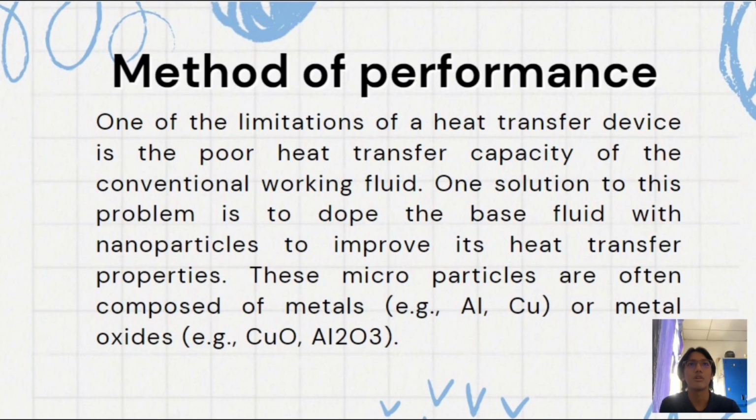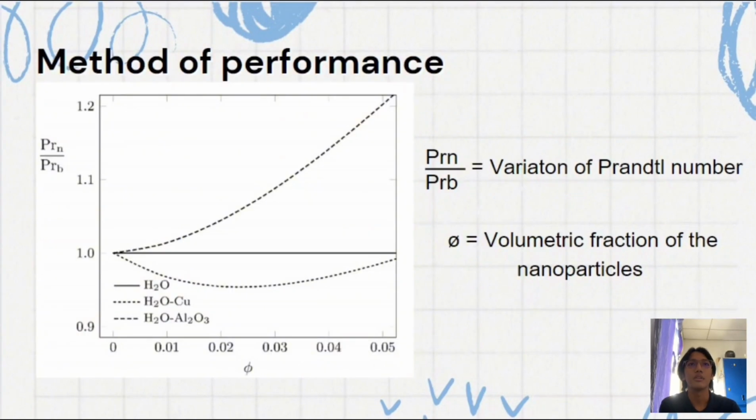We will further talk about the method in improving the conventional fluid by enhancing the working fluid with nanoparticles such as microparticles of metals like aluminium and copper, or metal oxides like copper oxide and aluminium oxide. We will also discuss whether the nanoparticle-enhanced fluid is better than the working fluid or not. First, we will talk about the Prandtl number.